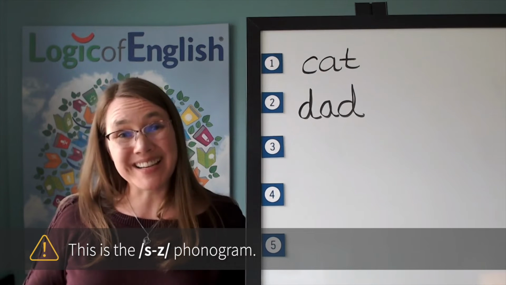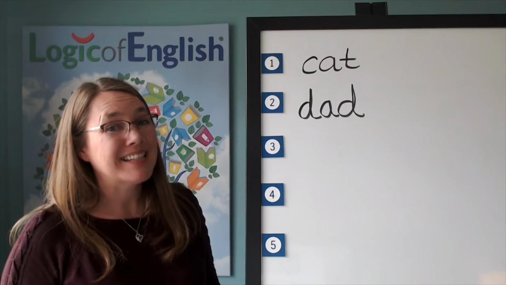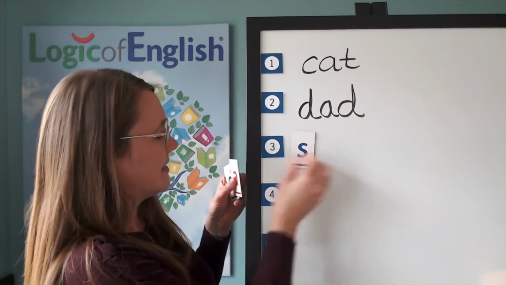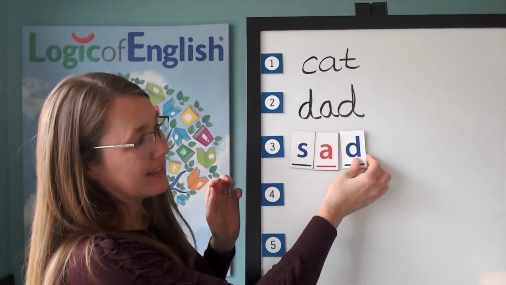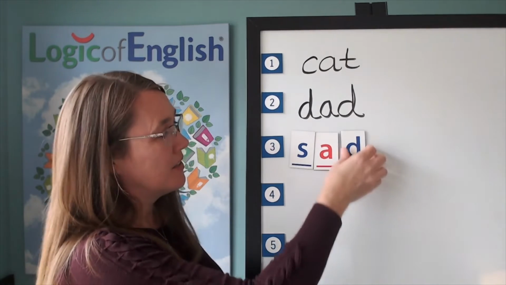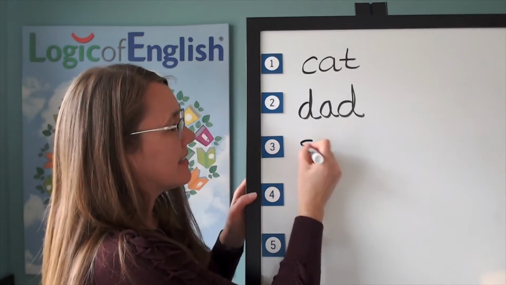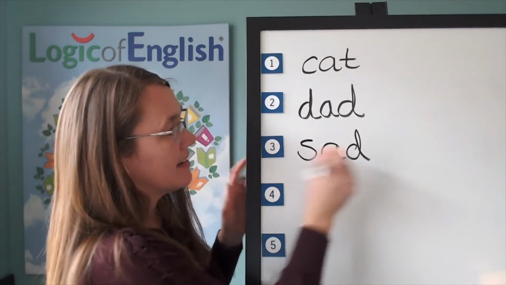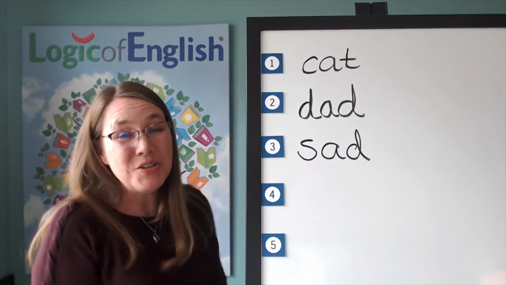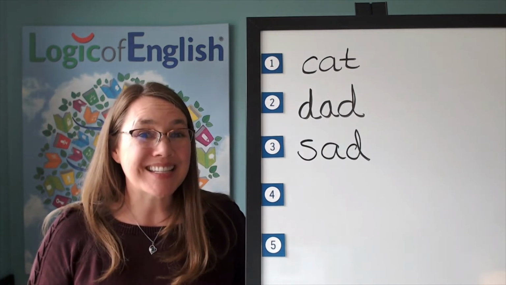Now go ahead and write sad. Using your tiles or a marker, sound it out. S, a, d. Now help me to write it. S, a, d. Let's read it. S, a, d. Sad. Great. Let's do it one more time. This time I will write it. S, a, d. Let's sound it out. S, a, d. Sad. You are writing words. That's super exciting. The next word is sit.